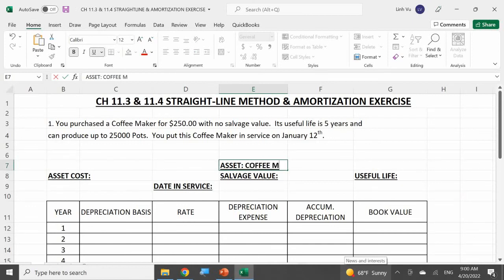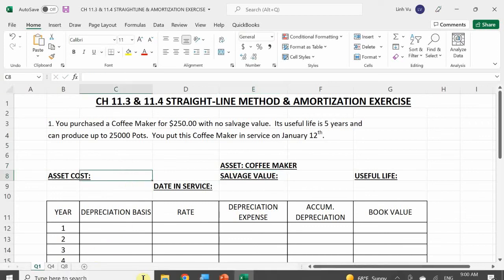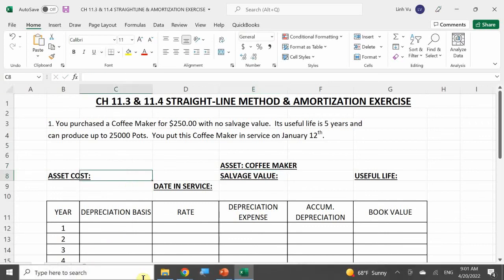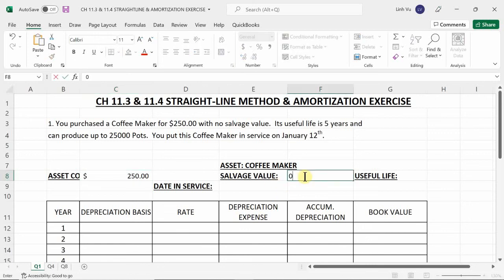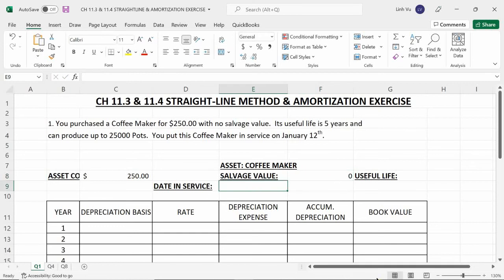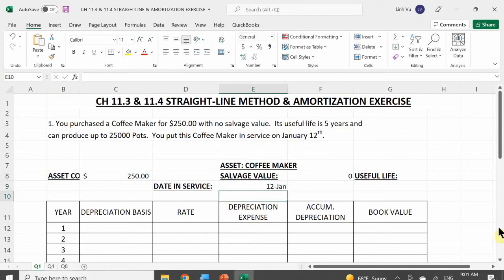Coffee maker. Okay, good. How much is my coffee maker? What's the cost of it? Maker for $250. Good. With no salvage. Good. January 12th for 5 years.